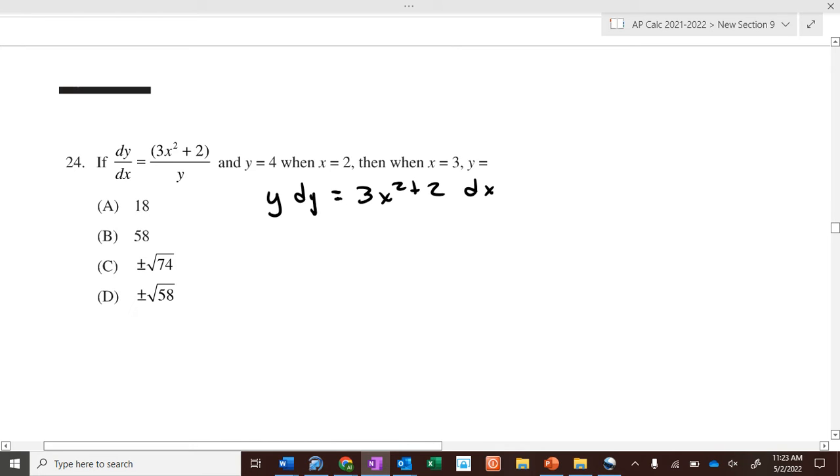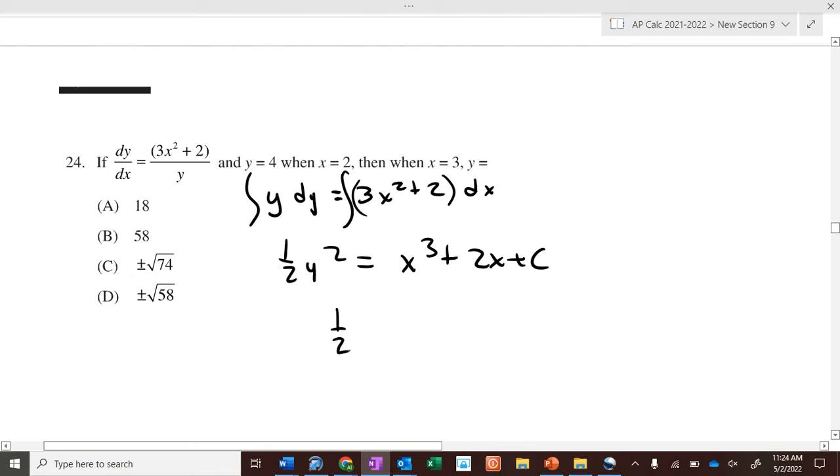And then, what do you think we do? Integrate. So 1/2 y squared equals x cubed plus 2x plus c. Then we put in the numbers to figure out what c is. So we put 4 in for y. So 1/2 of 16 equals 8 plus 4 plus c. So 8 equals 8 plus 4 plus c. So c equals -4, basically, right?